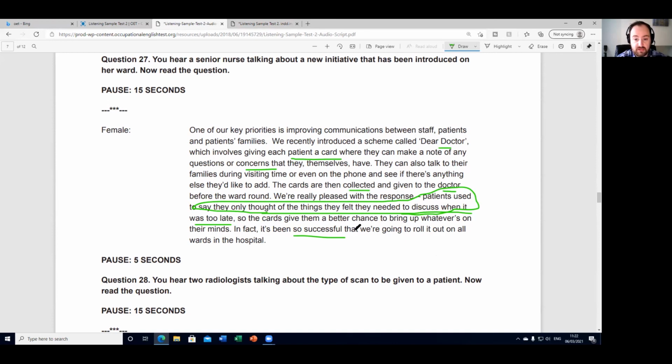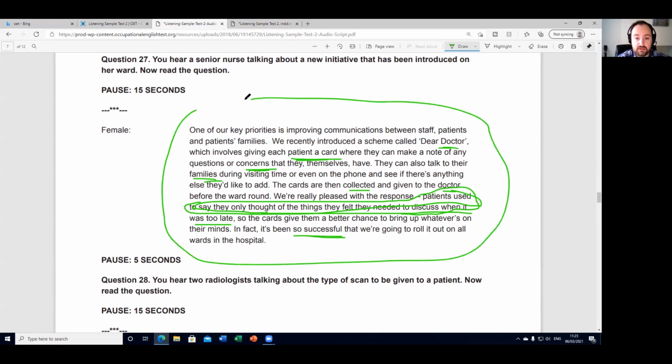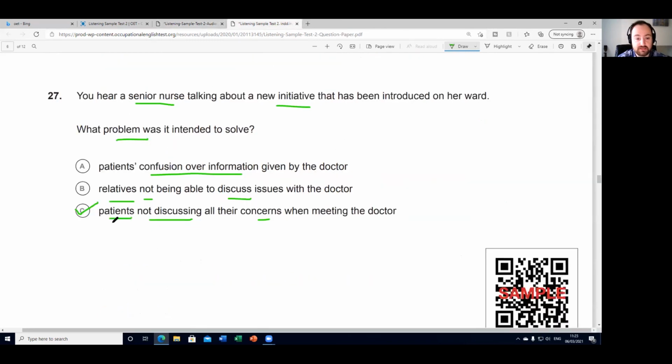And can we see anything there? We can't really see anything related to that one. And relatives not being able to discuss issue with the doctors. So it does mention relatives, but it's families and the patients talking to their families about these things as well, okay, before they report these things to the doctor. Okay, but the key thing really we're looking at is this, followed by all these different things in the recording, which show us that the recording as a whole, the gist question here, and the answer is C.